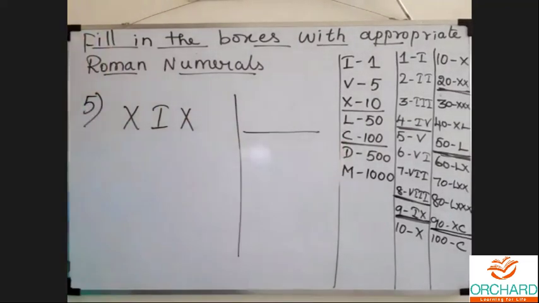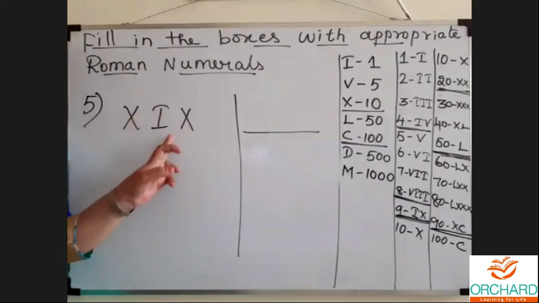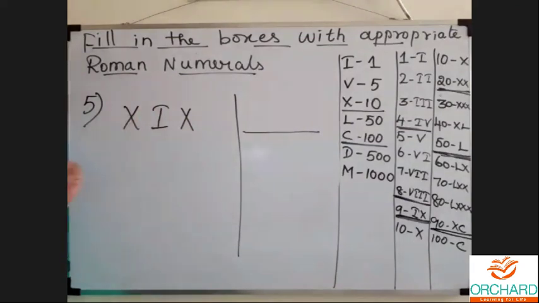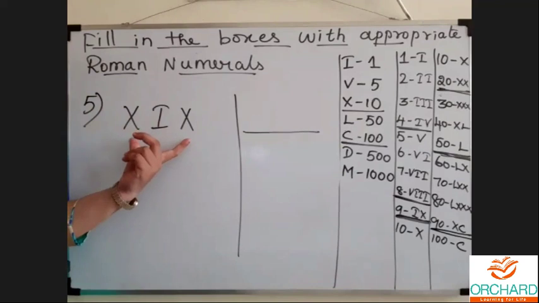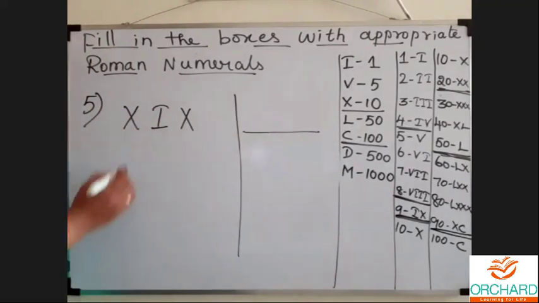Here we are going to find the successor of XIX. Here it is given in the form of Roman numerals. We have to express this in Hindu-Arabic numerals. How can we express this?